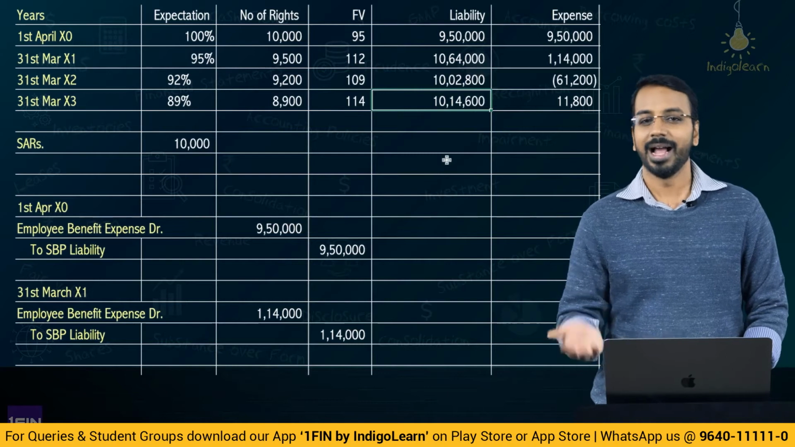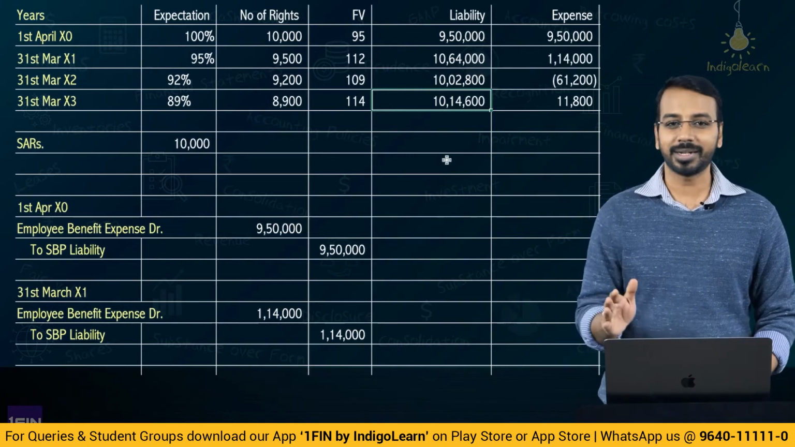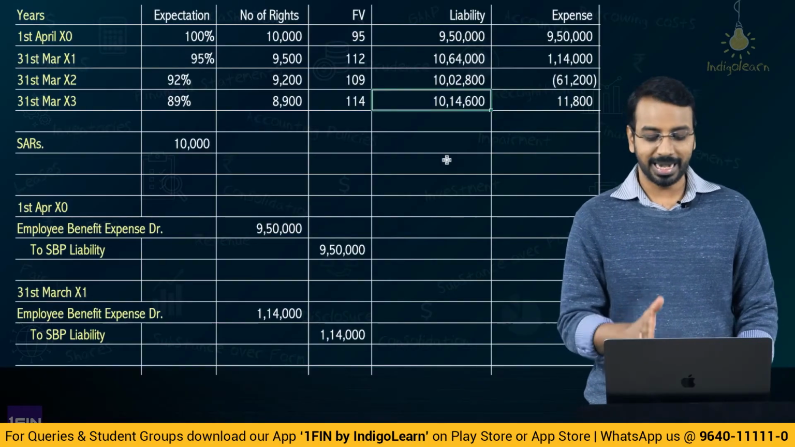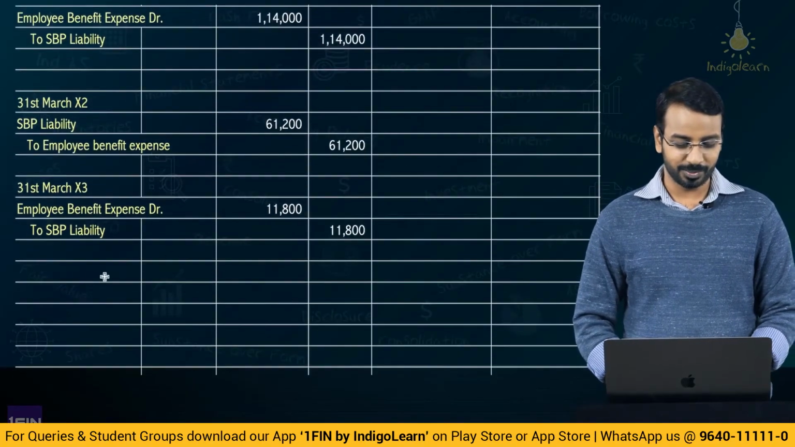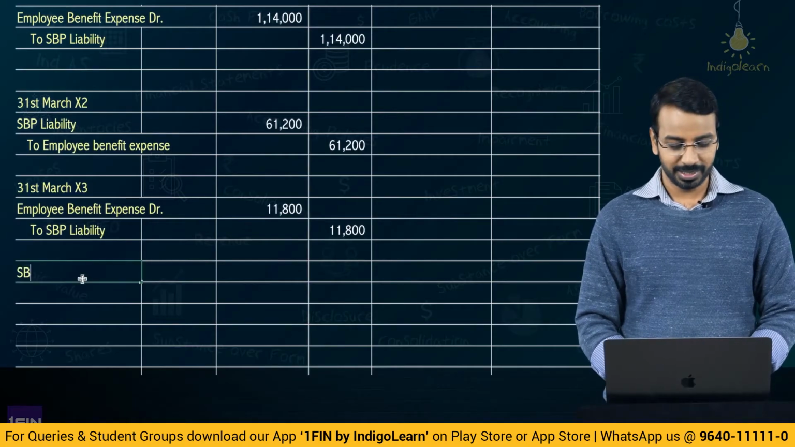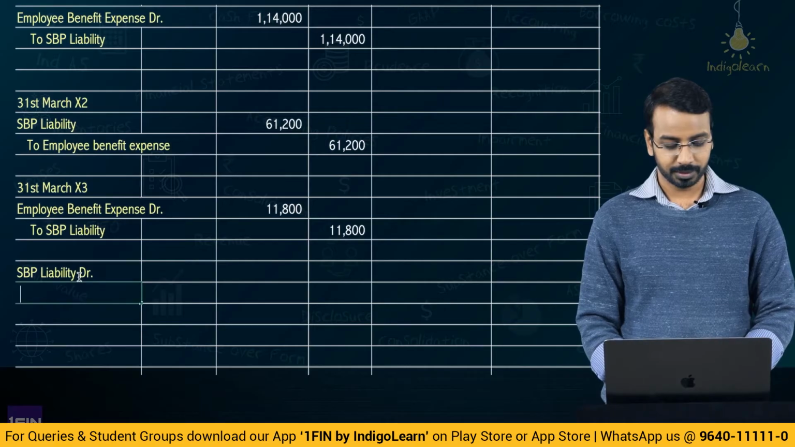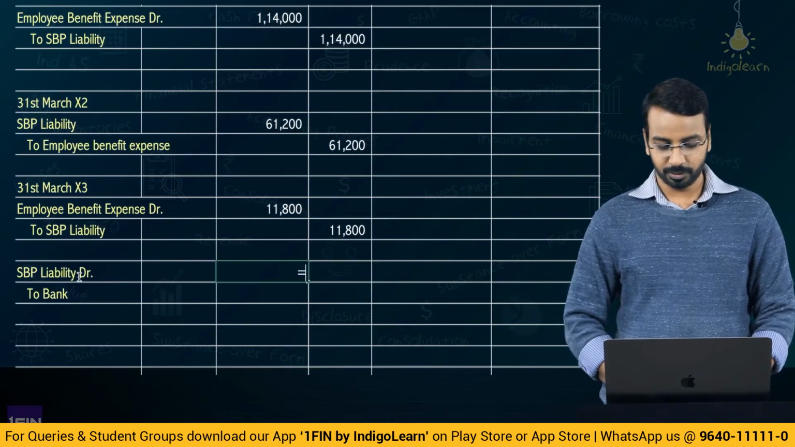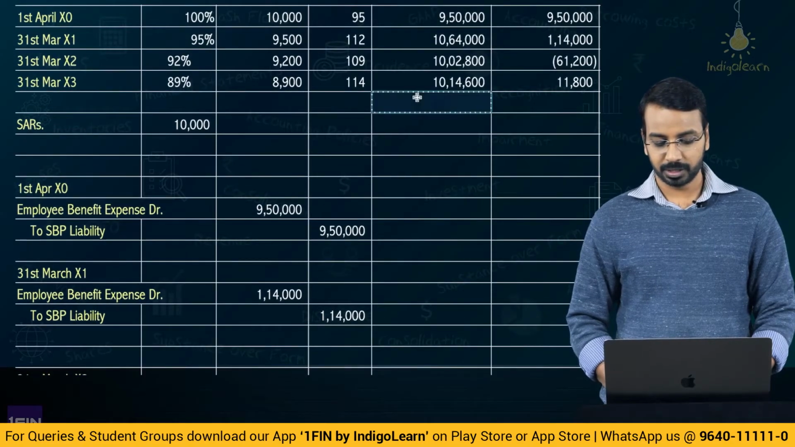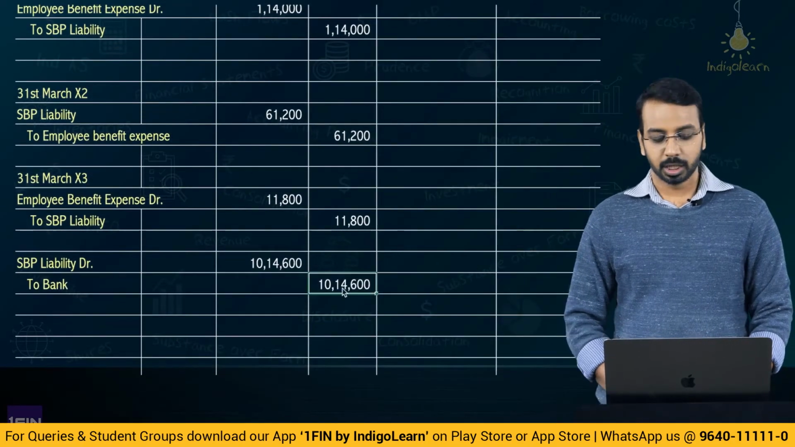What is the journal entry? I don't think I need to pass this journal entry. You can do it on your own. SBP liability debit to bank account 10,14,600. Okay. For those of you who might think, sir, you have not completed the problem. SBP liability debit to bank credit, that will be 10,14,600 and 10,14,600. Okay. Simple journal entries.